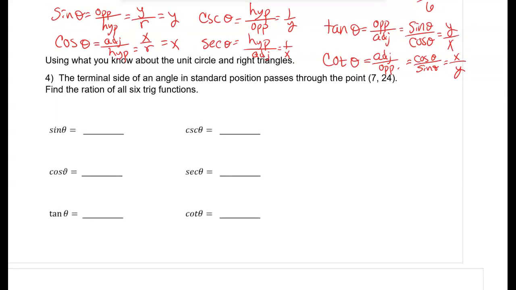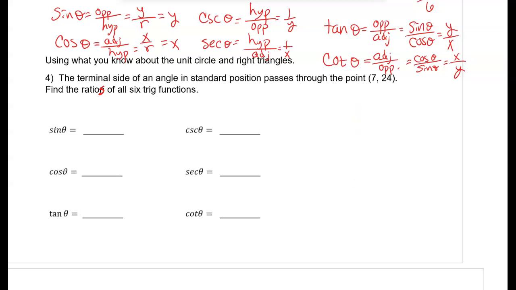It says the following. The terminal side of an angle in standard position passes through the point (7, 24). Find, and this should say ratios, not ratio, of all 6 trig functions. Now, ratios means fractions. Would you guys agree with me on that? So I want you to think about this for a moment.